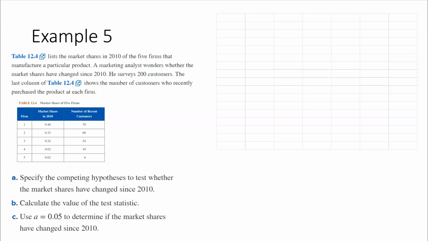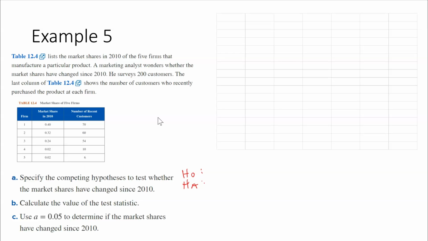They wonder whether the shares have changed since 2010, and they survey 200 customers. So the last column shows the number of customers who recently purchased the product. So let's find our alternative and our null, because we need those for our hypothesis testing. So we use the original observed values. So each of these is different.